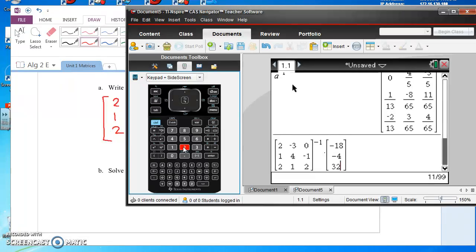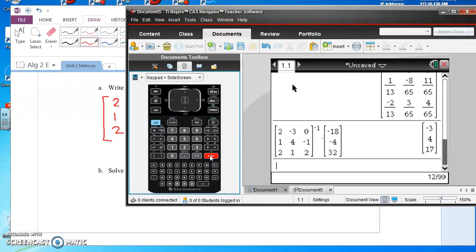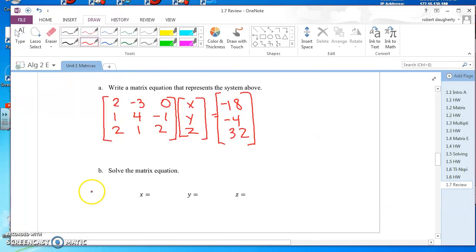So just eyeball it, make sure everything's okay, because once you hit return, you'll get an answer. So really the problem would be if you entered anything incorrectly. I think I'm good. So -3, 4, and 17. So the most critical thing about these is making sure the data entry is correct, because there's really no way to check the work.